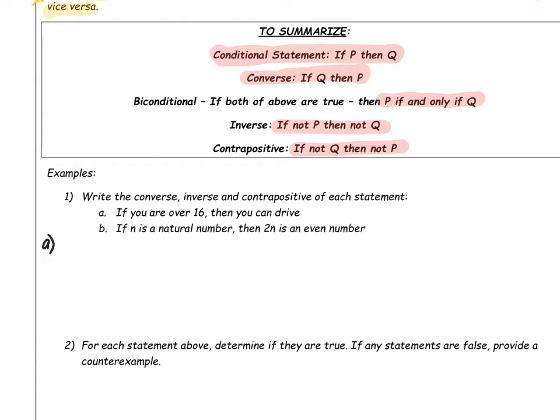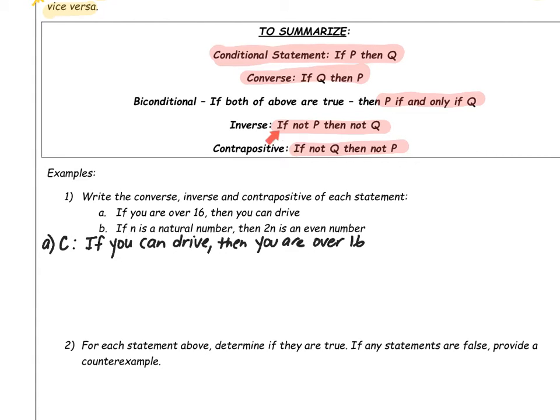Anyway, so we're going to look first at the converse. If we refer up to our chart above, it'll help us to keep track, so you'll always want to have this handy. The conditional statement is if P then Q, so the converse is if Q then P. So we're interchanging our hypothesis and conclusion. Our converse will look like if you can drive, then you are over 16. We'll analyze whether these are true or not in the next step, but for right now, we're just getting them down. Then we want to write the inverse.